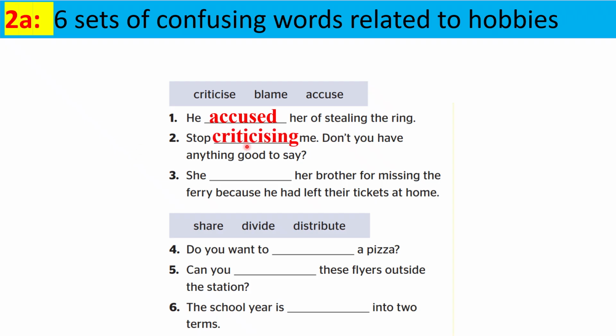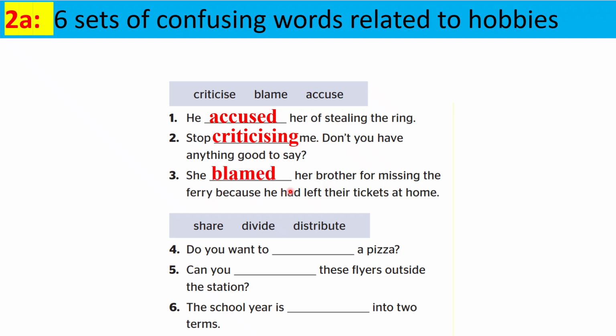Okay, the next one we have stop criticizing me. So criticizing is something negative usually. We don't criticize someone we really care about. And here we don't need to use any preposition.